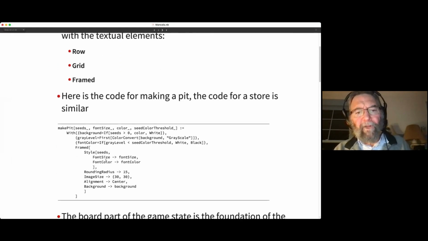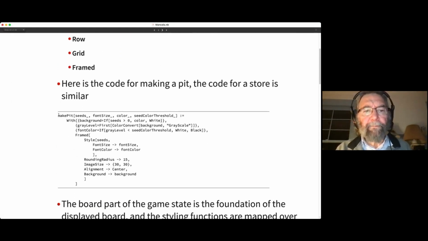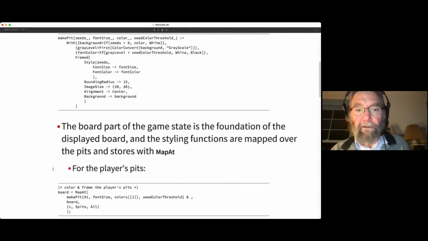And here is the function that I use to make a pit. It's a framed object here, and here's the rounding radius, and with the appropriate rounding radius and image size, they look like circles. I get to color the background by the player and so on. And so that's how I accomplish that. Doing the player's stores is essentially the same way with just a different image size to make it longer instead of being a circle.